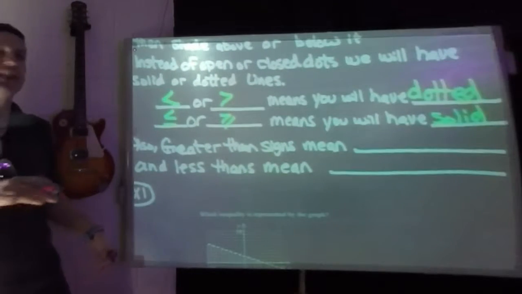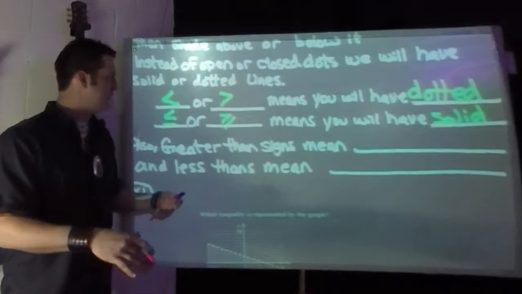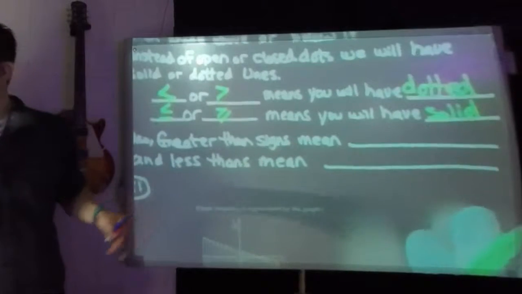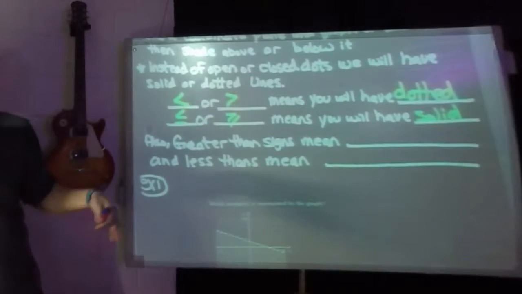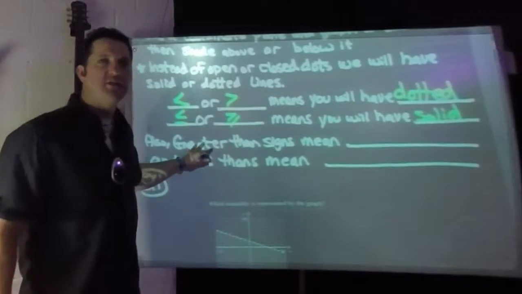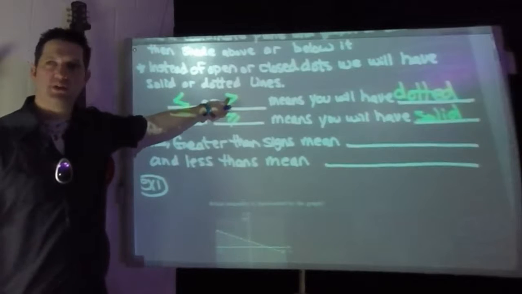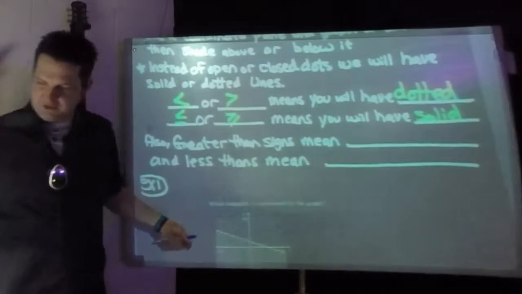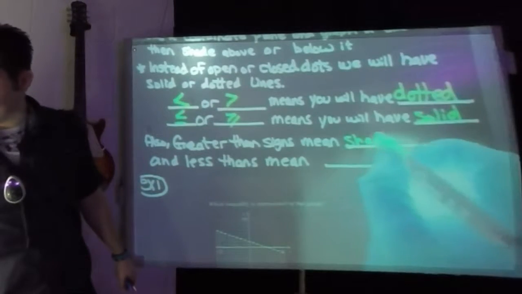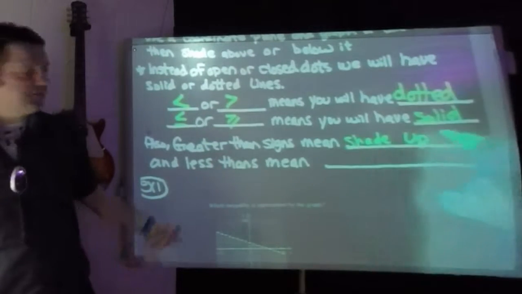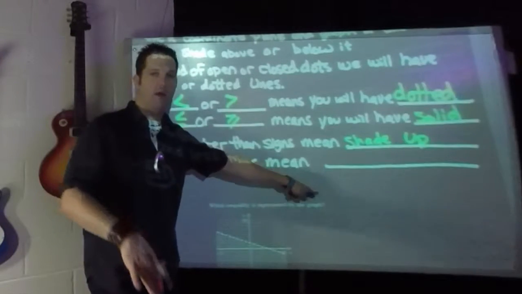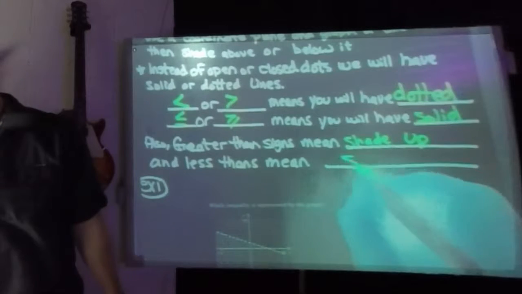Just knowing that a lot of times gets you 50-50 on these type of problems. The other 50% of the problem is knowing how to shade. So if you have a greater than sign, where do we shade? Up. Shade up, shade above. If you have a less than, then we're going to shade below. Shade down.